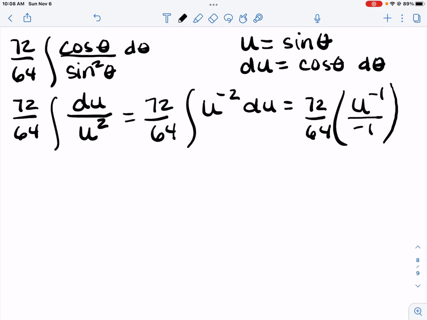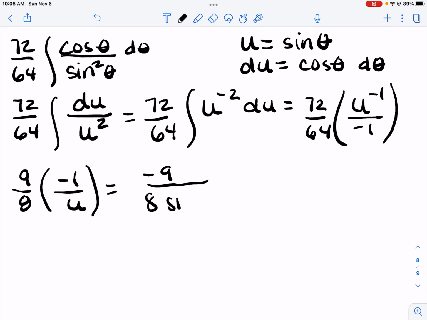Okay, 72 over 64 reduces to 9 over 8. I should have done that a while ago. Now I've got, sorry, I already integrated. Okay, so I've got negative 1 over u, which is negative 9 over 8 sine theta, which is negative 9 over 8 cosecant of theta, since 1 over the sine is the cosecant.